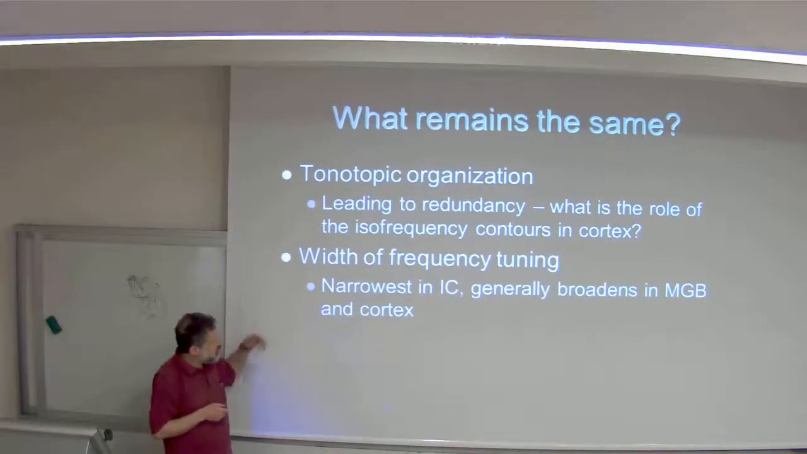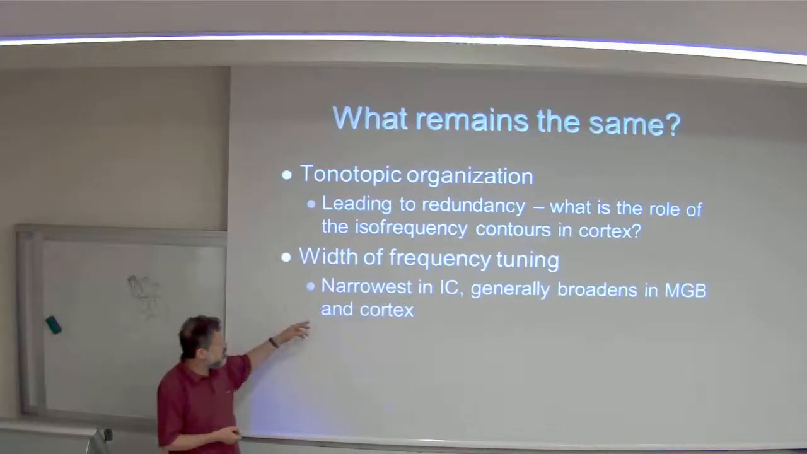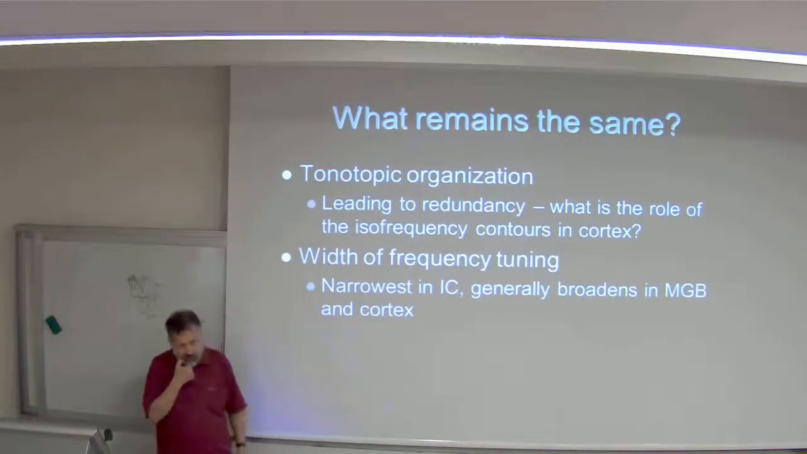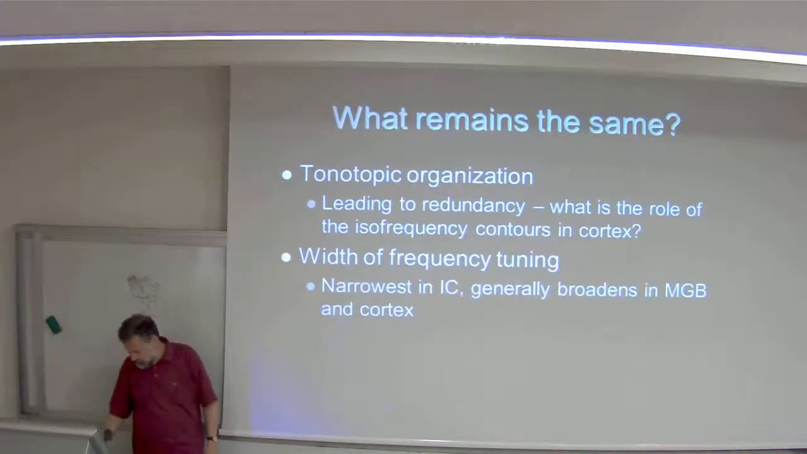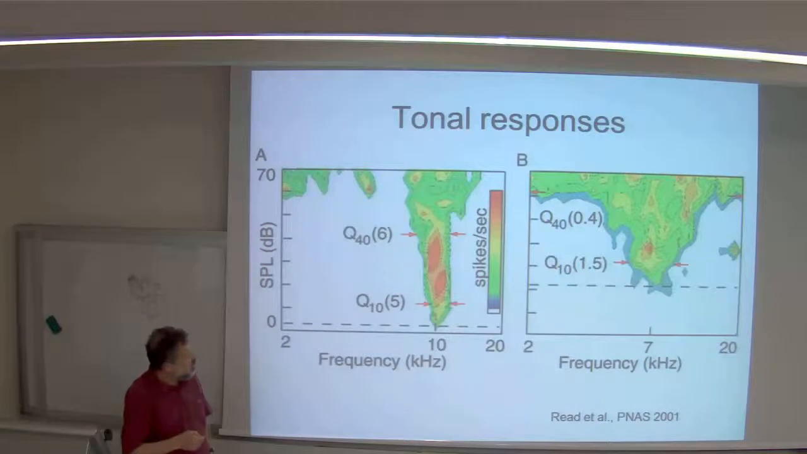Secondly, if you look at the width of the frequency tuning, what you see is that as you go from the auditory nerve to inferior colliculus, tuning curves tend to narrow a little bit. But if you record in cortex, you find neurons that are substantially wider than the inferior colliculus, more widely tuned than inferior colliculus. So this is one answer, okay? These are tuning curves of neurons in cortex. So that we saw tuning curves.